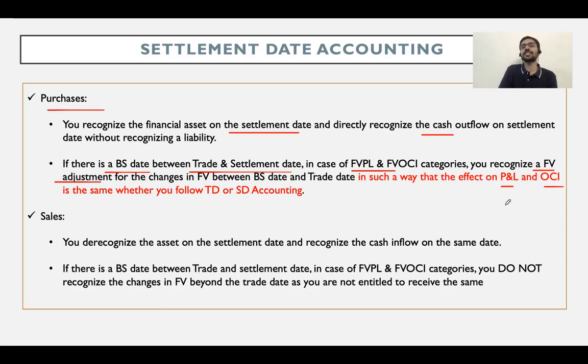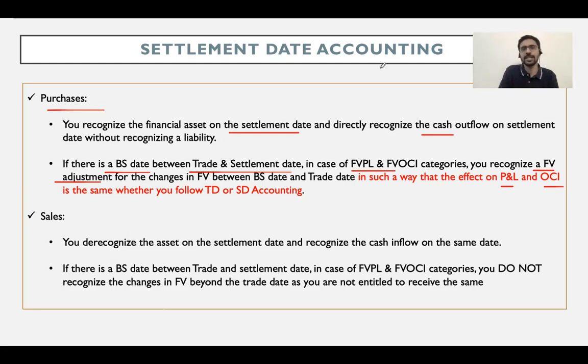I would recognize this loss in P&L or in other comprehensive income, and I would credit a fair value adjustment, this time a liability account. If I have a gain, it will be an asset account. If it is a loss, I will recognize it in the fair value adjustment liability account. That would ensure that the P&L under trade date accounting and the P&L under settlement date accounting would be equal.